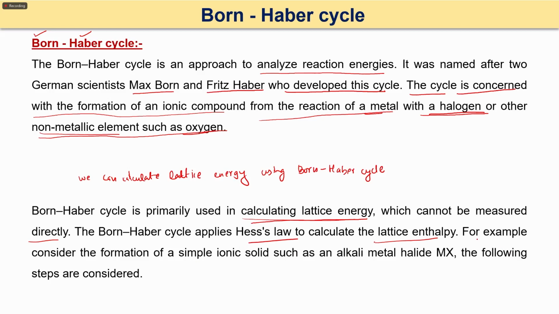For example, let us consider the formation of a simple ionic solid such as an alkali metal halide. So metal halide is what? Your metal will be there and your halide will be there. Okay? So this is metal halide. So for the formation of an ionic solid such as metal halide, the following steps are considered.